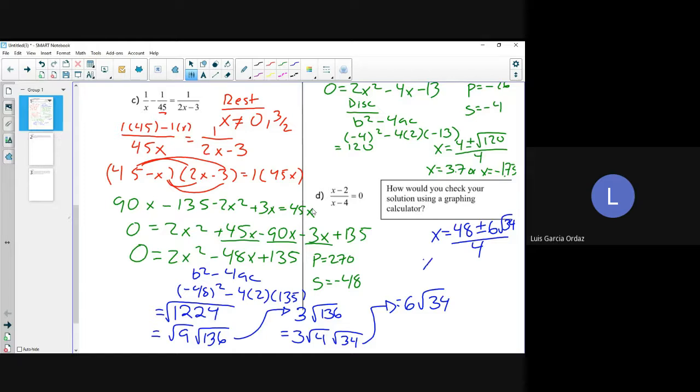So at what x values do we get our function equal to 0? Remember, we have to do 48 plus 6 root 34 and 48 minus 6 root 34, all divided by 4. You get 39 and 22? Oh, that's right. 3.25. Hold up, I know where it's wrong.